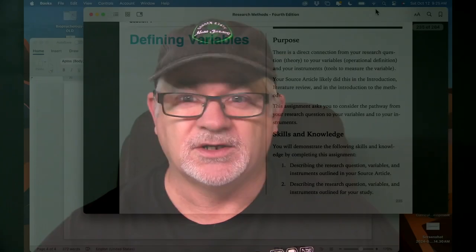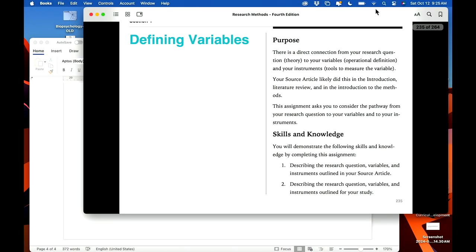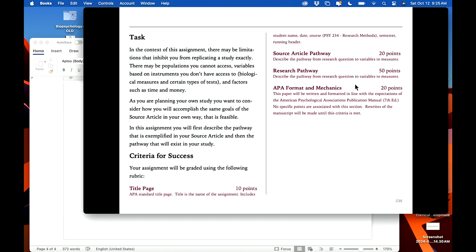So let's take a look first at the instructions I gave in the course book. If we look at the course book here, defining variables, it goes through the purpose and the skills you're supposed to get from this. And very short piece here. And in the rubric, I want to explain, there's the title page and, of course, the APA format expectations. And then there's basically two pathways that I want you to describe.